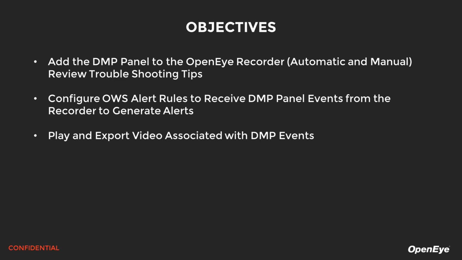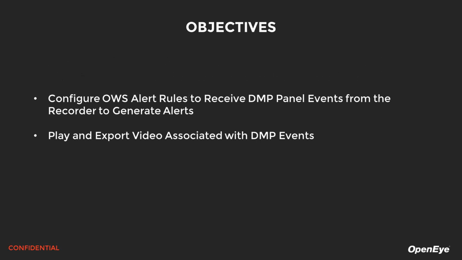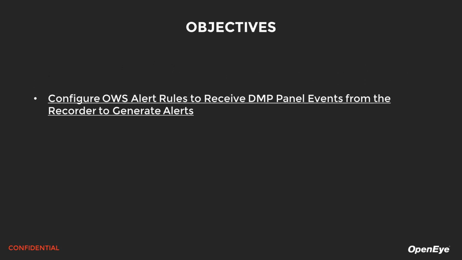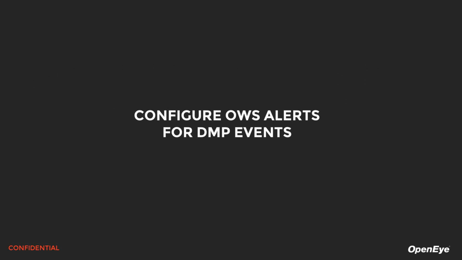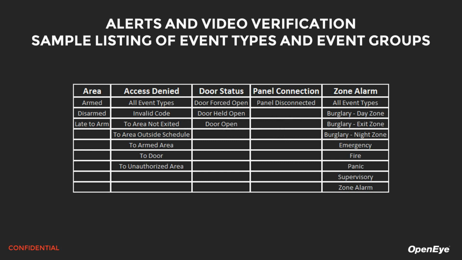Now that we've added the DMP panel to the OpenEye recorder, let's configure OWS alert rules for the DMP events. Let's take a look at some of the DMP event groups and the DMP event types that OWS can produce alerts for. As you can see in this chart, there is a great amount of detail that can be reported and alerted on. This much detail allows the end user to set up a wide variety of alerts that matter most to them. Because the integration is IP-based, adding, changing, or deleting an alert can all be done through OWS. There is no need to roll a truck. This is just another great part of the automation built into the OWS DMP integration.